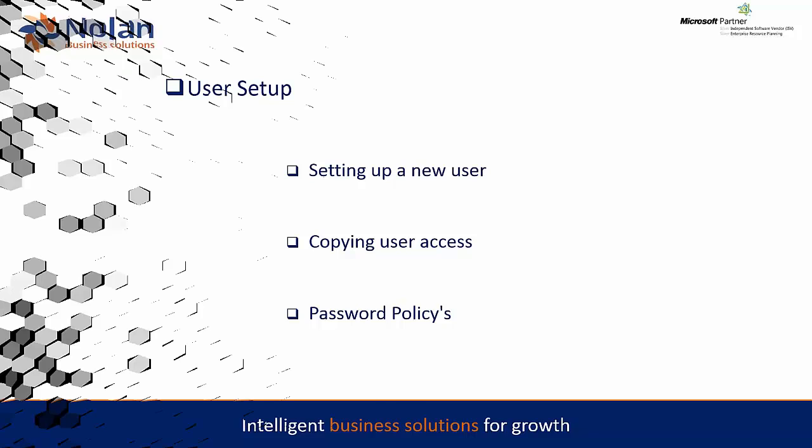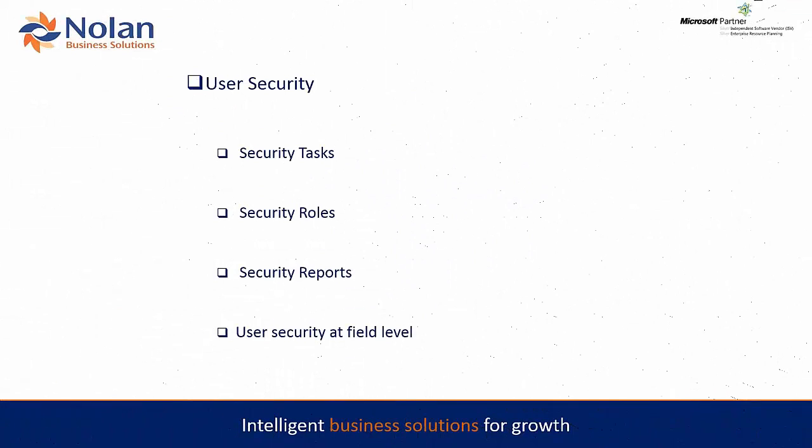Followed by this, we will be looking at the user security, looking at security tasks and how to set them up, how to copy access on them, followed by creating your security roles and copying security roles, having a look at any potential reports that the sysadmin could use within GP, and user security at field level. This could mean that, for example, you have an item cost that you would like to hide from certain users within GP or something like that. But I will be providing a full scenario for you to use within Dynamics GP.